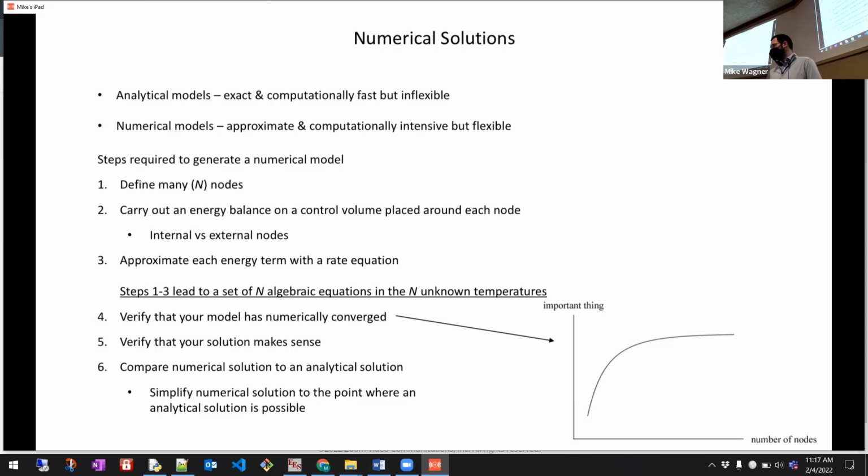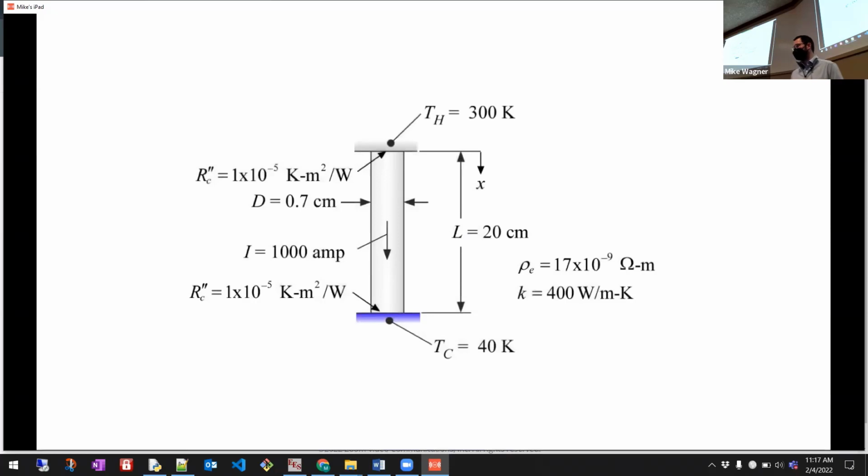So that's kind of the overview of numerical. So let's actually do an example here. All right, so this example, what we're looking at here is called a current lead. A current lead is a wire. It's a fancy name for a wire. And in this problem, what we're trying to do is take current from room temperature, 300 degrees Kelvin, down to cryogenic temperatures, say 40 degrees Kelvin.